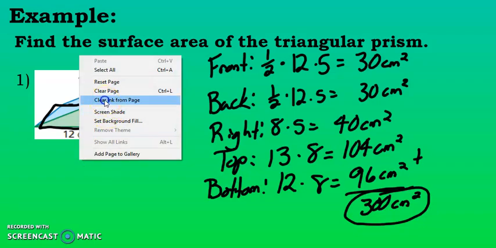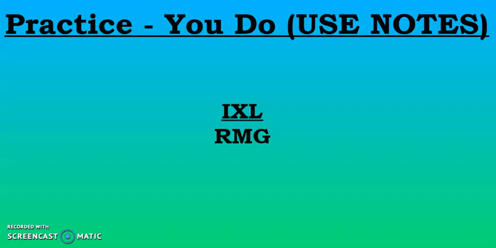If you have all the examples and you have all the notes done, then what I want you to do is go to IXL and practice RMG. Good luck.